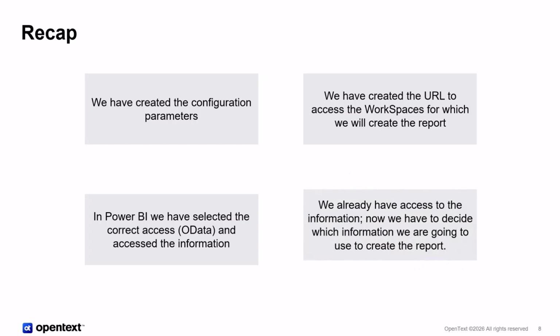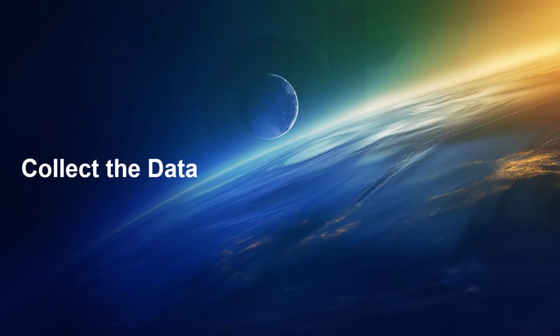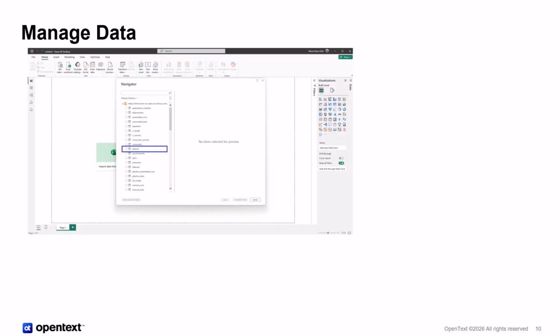We need to decide what information to display in the report. Let's retrieve the information. Once we have access to the workspace data, we'll select the entity or entities we'll display in the report. In this case, we'll work with defects.